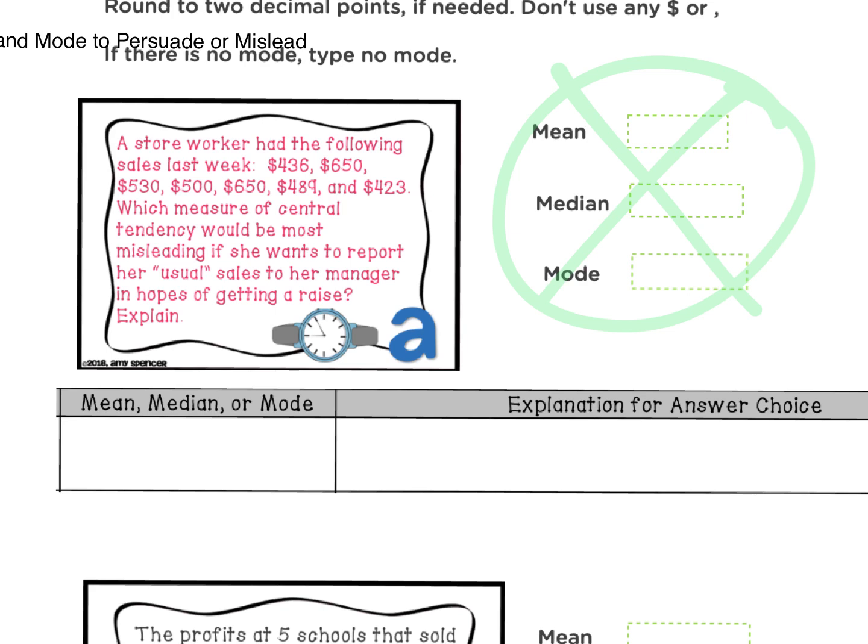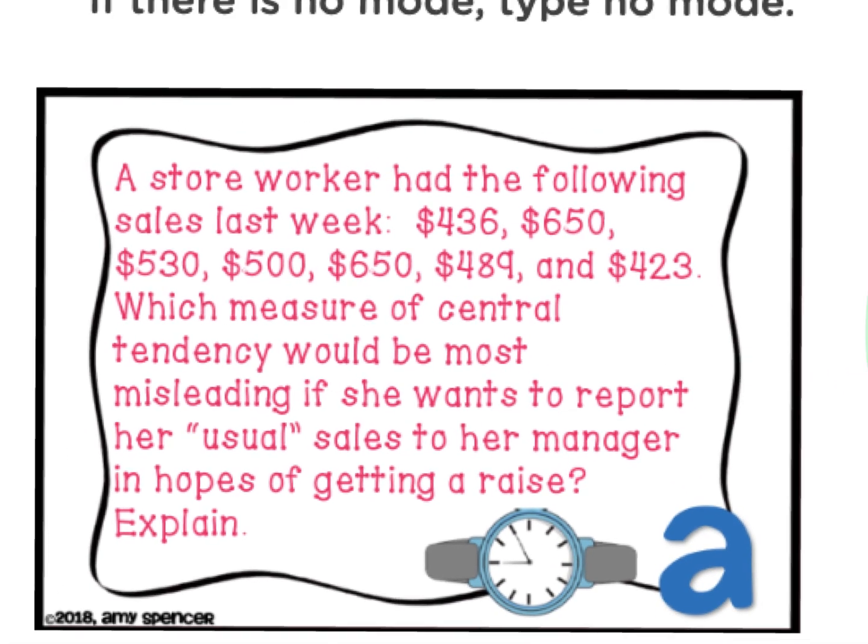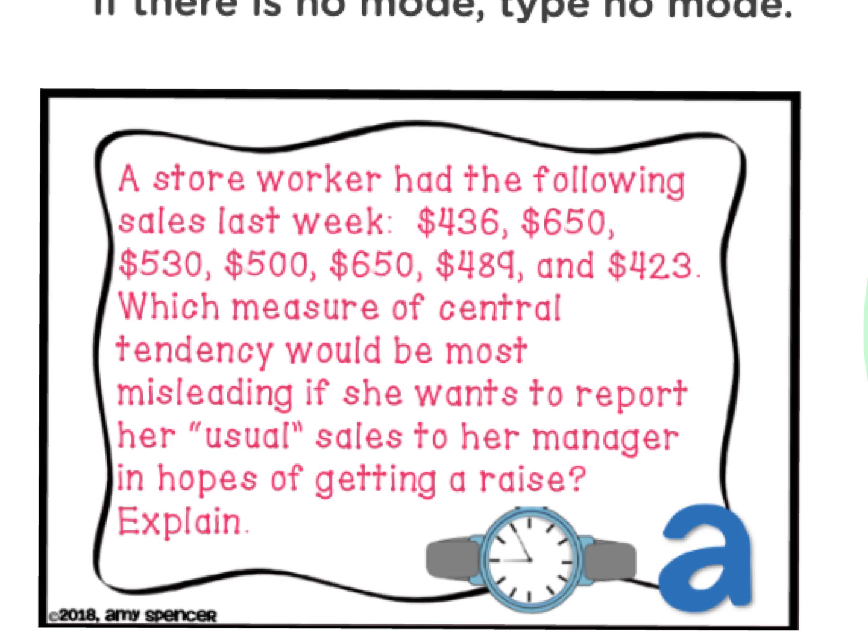So this child has said she wants to go to her boss, and she wants to give her boss a report about her quote-unquote usual or average number of sales to make herself look good. So the mean, the median, or the mode. Which one do you think, based on these sales? Again, we're not doing the math yet, we're just taking an educated guess. What do you think? Which one might she do? Okay, why do you think she should do the median?